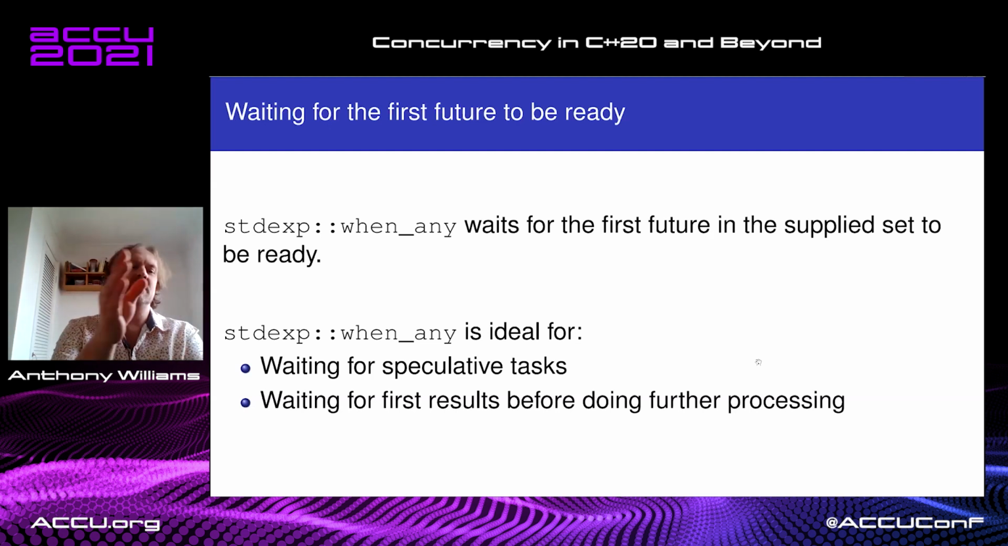Because what you get back is a future, you can then chain a continuation. So you say, when any of my futures are ready, then do the processing. And obviously you could then use stop tokens if you were doing it for speculative tasks or something like find. Your processing could first trigger the stop token, say all the rest of you give up, and then I'm going to process the results.